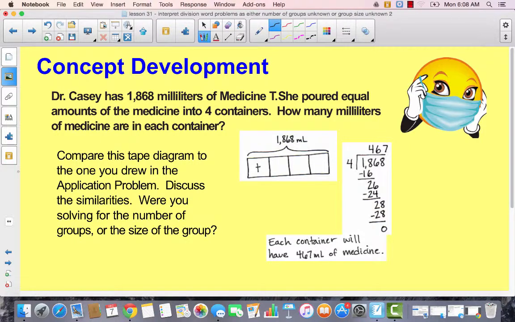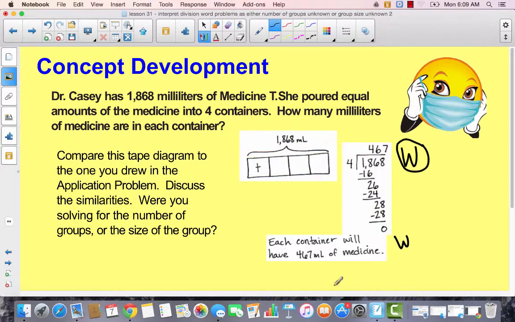Okay, if you did it correctly, you would have come up with 467, no remainder. So you can look through this problem to see what I did if you did not get the same answer as me and see where you made your mistake. All right, so this is our first W. This is right. We wrote a number sentence and we solved it. Now we have to do our second W. Each container will have 467 milliliters of medicine. This is our second W. So make sure that you copy this in your math journal too.